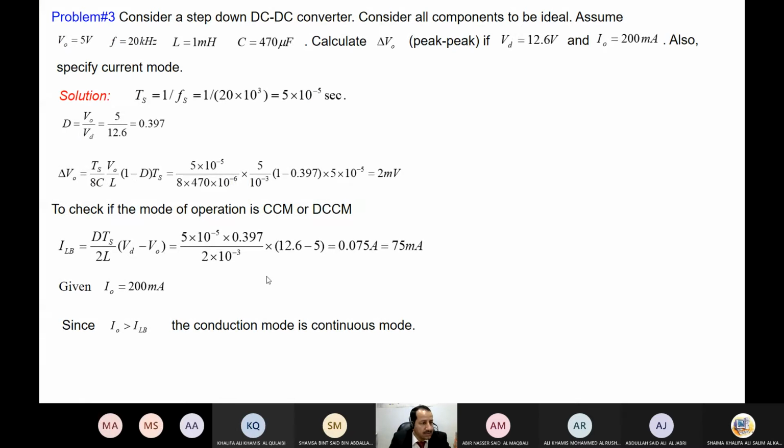Okay. Now we're still in the module. This is the last session in the tutorial for module number 2, week number 6, and we're still working on the DC-DC converter. It says: consider a step down DC-DC converter.